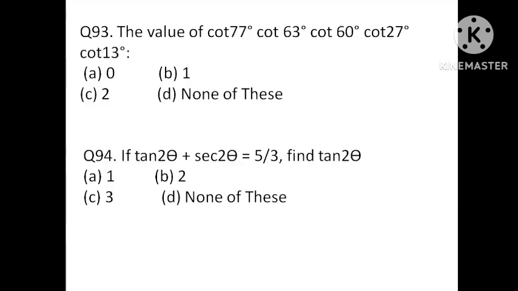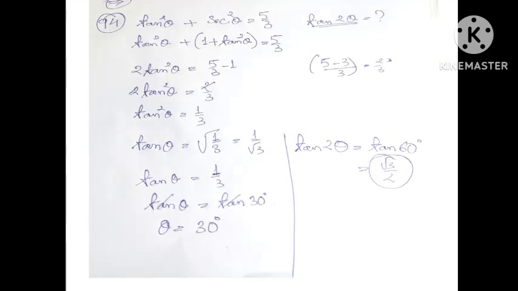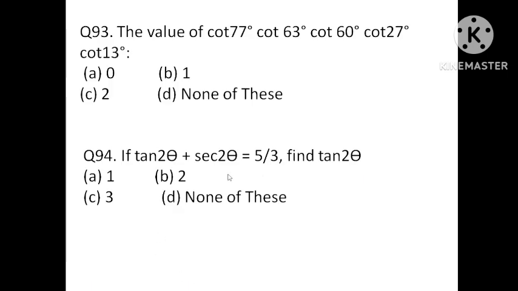Now next, let us go to question number 94. What is question number 94? There is a mistake here. I have taken this question from the internet, from the SSC examination. So it should be tan square, and here also sec square equals 5 by 3. You have to find the value of tan theta. This is correct. You have to find the value of tan theta.